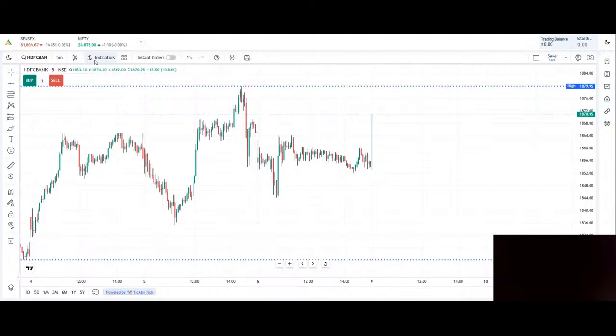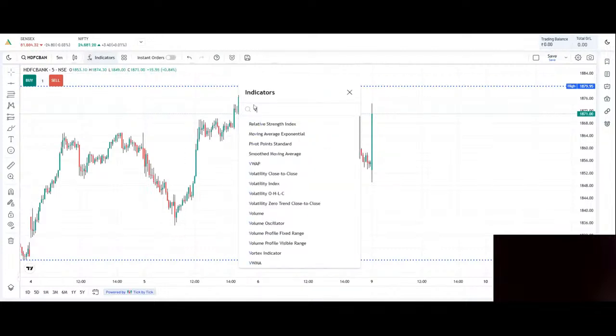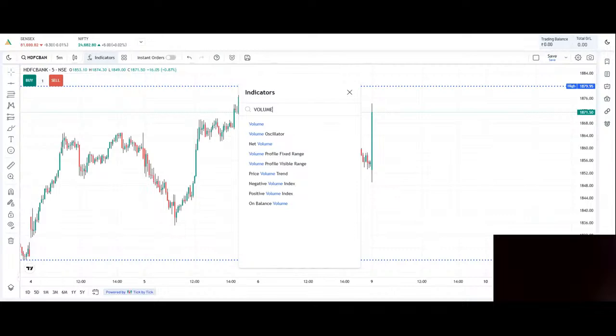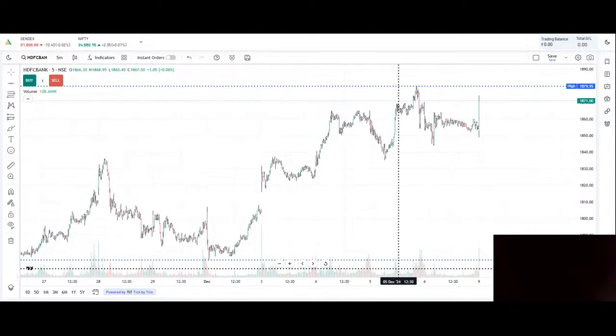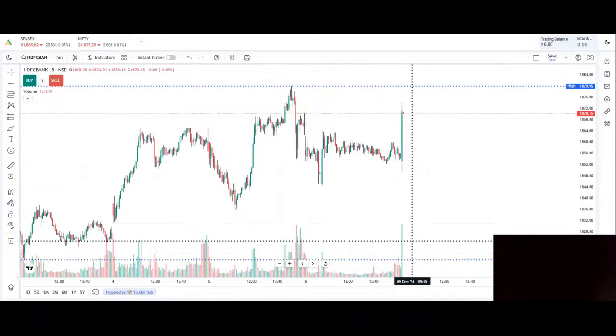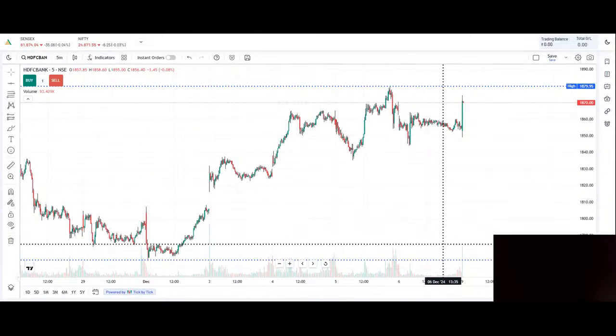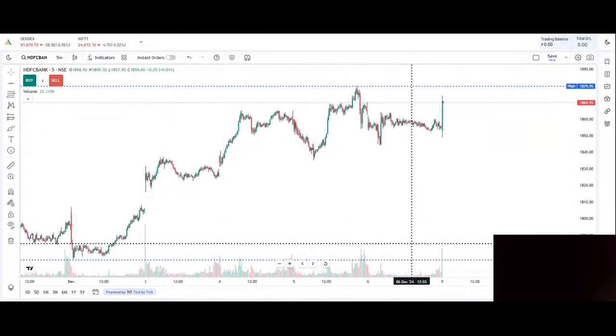See, for HDFC Bank, let's open up a volume indicator also. Let's see what the volume indicator indicates to us. In the volume also, you can see a big green candle being made, indicating a big buy that has come into play.